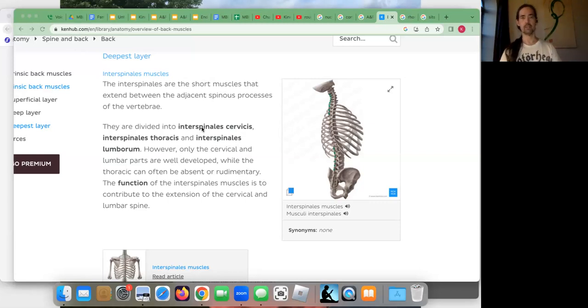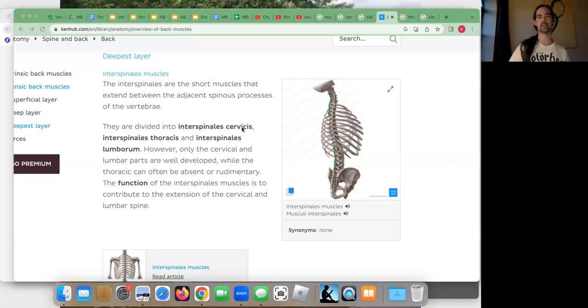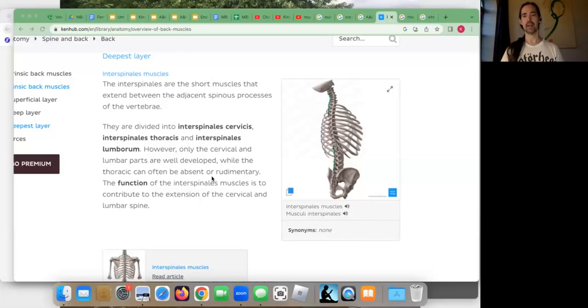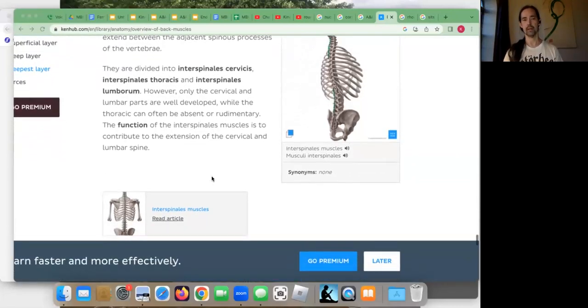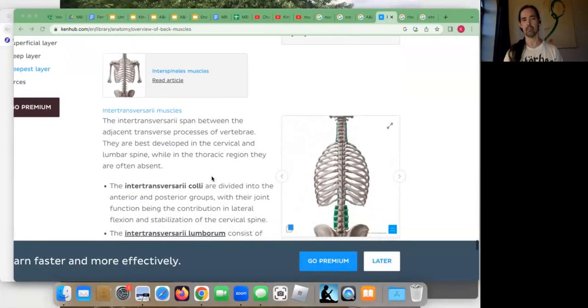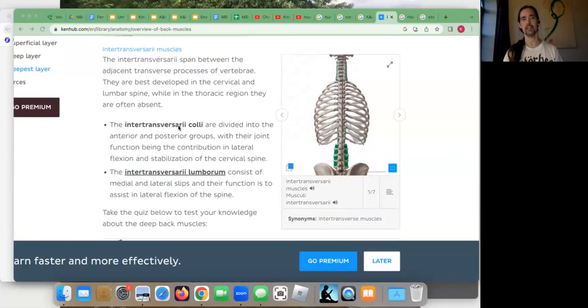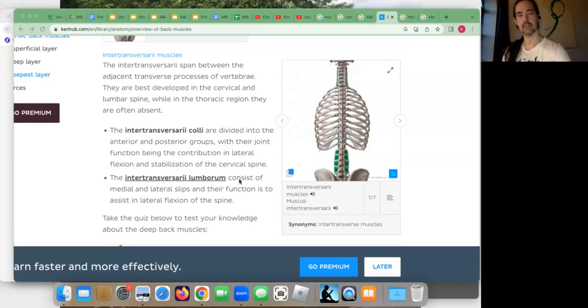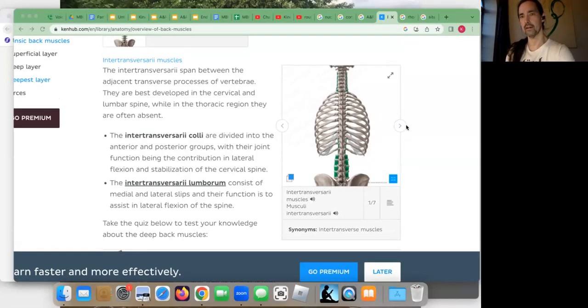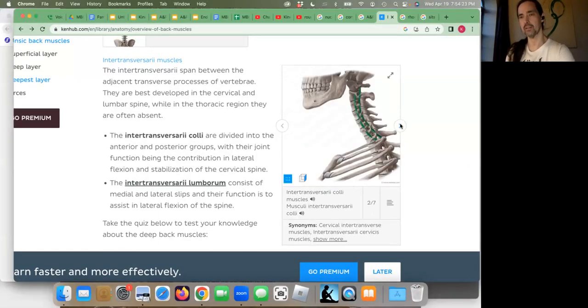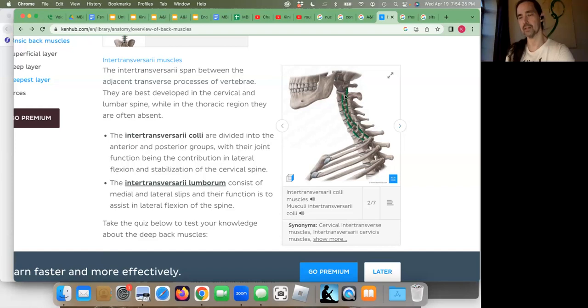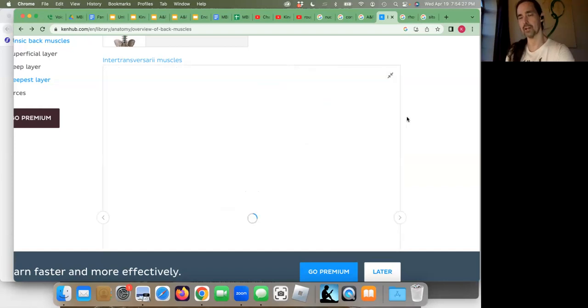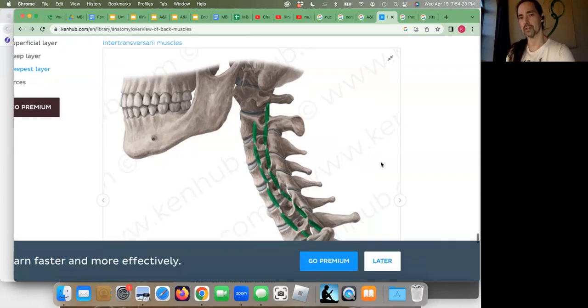Deepest layer. The deepest layer includes the interspinalis cervicis, interspinalis thoracis, interspinalis lumborum. Sounds like the interspinalis muscles. And then the intertransversarii cervicis would be in the neck, I believe. Yeah, so those are in the neck. And then intertransversarii lumborum. So here's the intertransversarii cervicis.